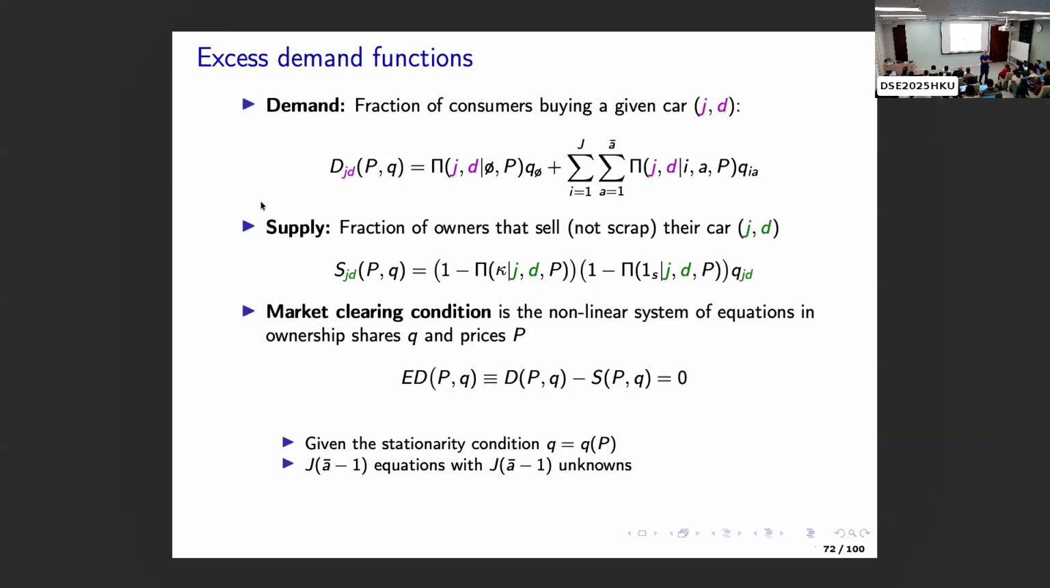That's by selling the cars. So that's a fraction of owners that sell and not keep. This is the people who sell, people who are not keeping and not scrapping their cars, multiplied with how many people own it. Now you have supply and demand, and both of these are functions of the prices because we solved that problem conditional on the price vector.